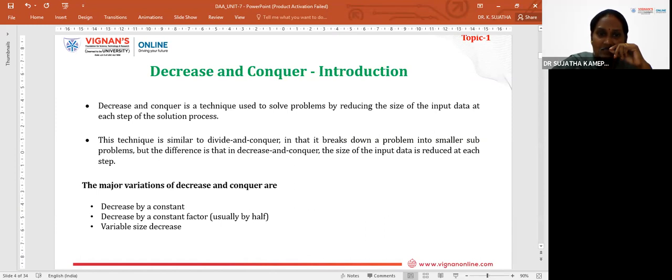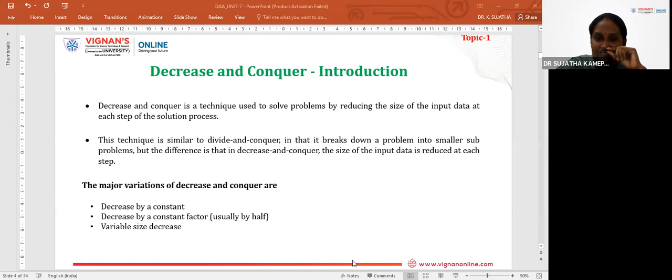Decrease and conquer is a technique used to solve problems by reducing the size of the input data at each step. Here, decrease and conquer is an algorithm design technique in which problems can be solved by reducing the size of the input data at each step of the solution process. This technique is very similar to divide and conquer, where the problem breaks down into smaller subproblems. But the difference is that in decrease and conquer, the size of the input data is reduced at each and every step.